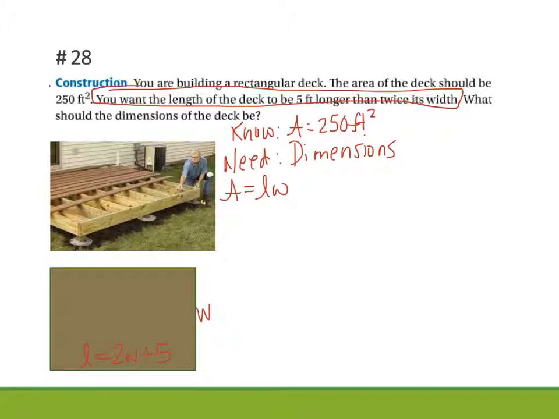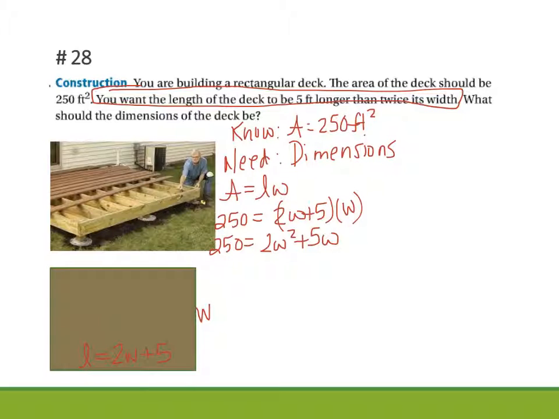So let's set this up. We know the area is 250. We know that the length is 2W plus 5. And we know that the width is W. See how this is shaping up like the last problem? Let's distribute the W. 250 is equal to 2W squared plus 5W.